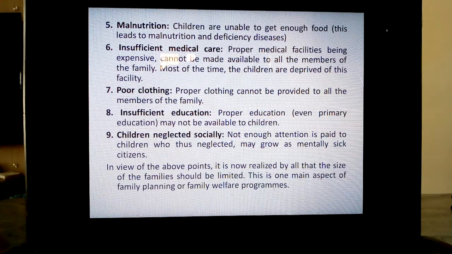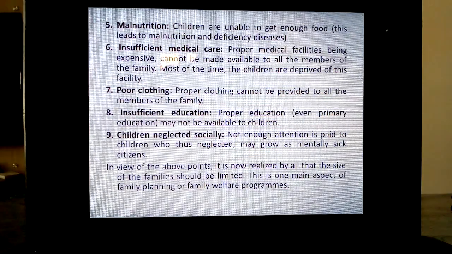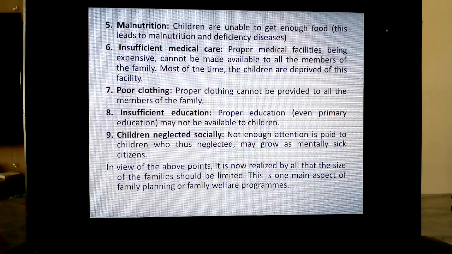Children are neglected socially. Not enough attention is paid to them, and children thus neglected may grow up as mentally sick citizens. In view of the above points, it is now realized by all that the size of the family should be limited. This is one main aspect of family planning or family welfare programs.